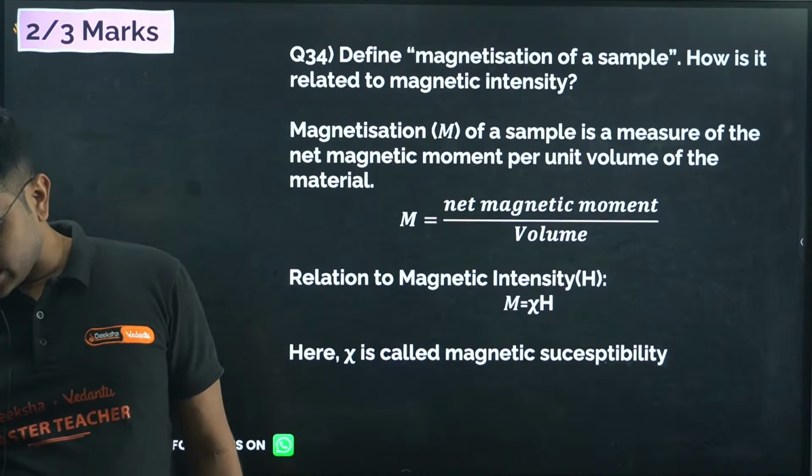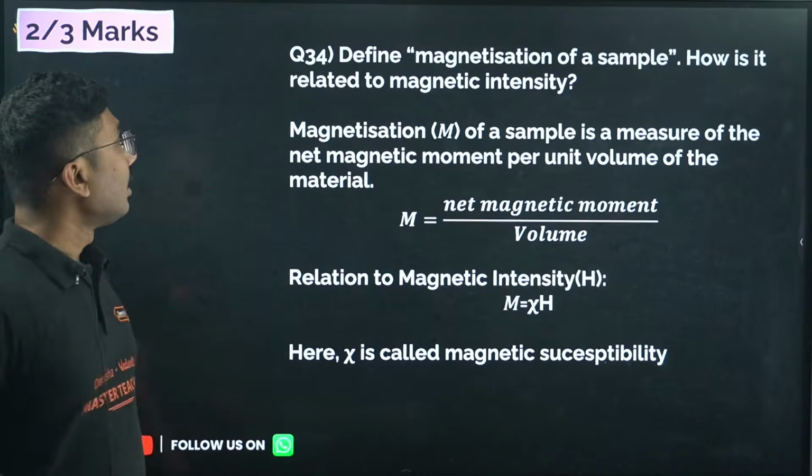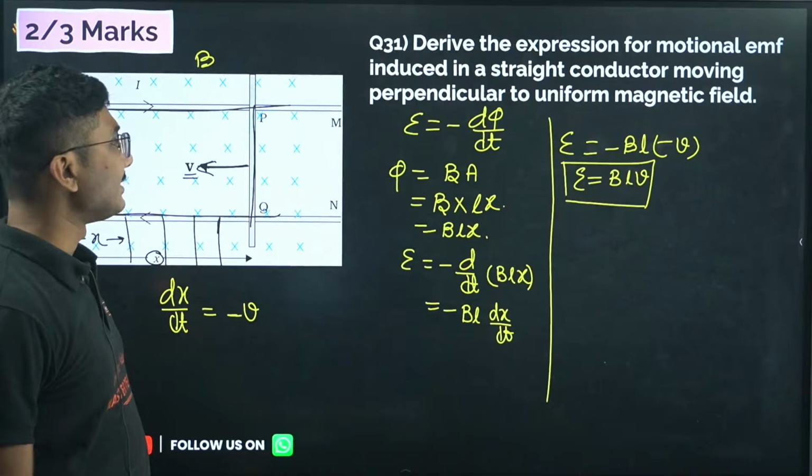Sir, question 30, derivation for 3 marks, right? Question 30 is which one? Yes, this is a 3 mark derivation.